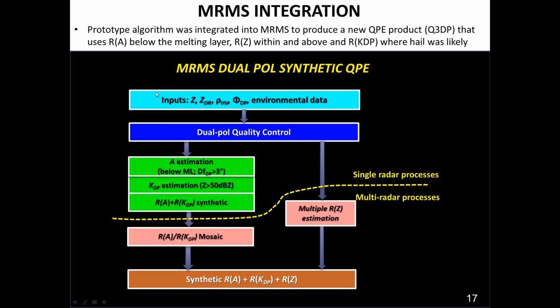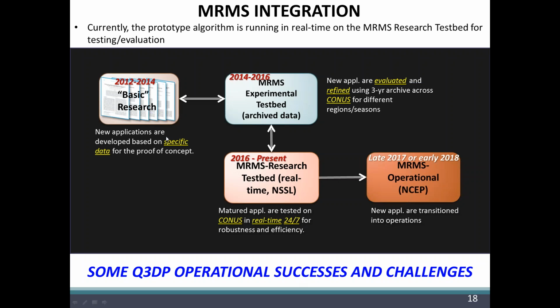And so basically we're doing kind of like we've done before. We bring in our radar input and our environmental data. We apply dual pol quality control on it. We estimate specific attenuation and specific differential phase fields, and then we create QPE from those fields, and we merge them together. Then we merge that data with the reflectivity mosaic to have a synthetic that uses all three different relations there. So currently the prototype algorithm is running in real time on the MRMS research test bed for testing and evaluation.